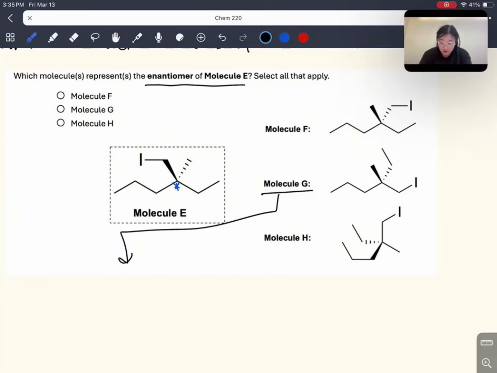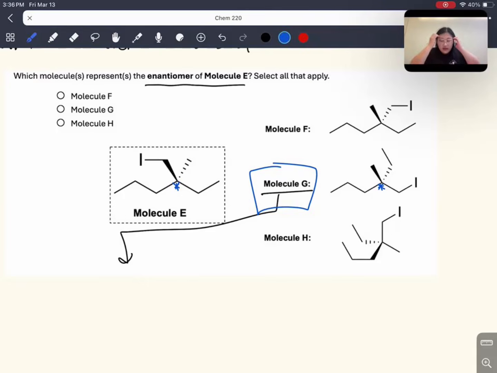If this is your chiral center, this blue star over here, I want to see if it's possible to rotate molecule G around this chiral center to get it in the same orientation as molecule E. So the way you do this is you have to rotate the molecule. If you have a model kit, I would suggest using that to help you visualize it, or there are websites that have 3D models of molecules. But on an exam, if you're not allowed to have any of that, I would suggest using your fingers.